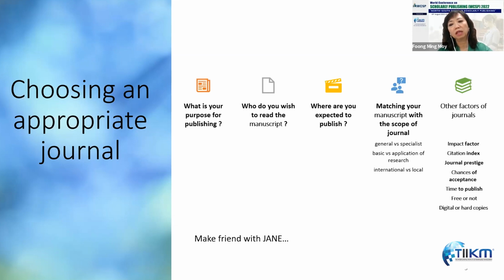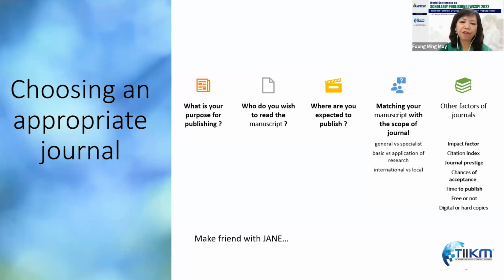And of course, time to publish, or whether the process of submission and publication is fast or not. Usually open access journals are faster than the print journals. And so free or not is a very important factor, as well as digital or hard copy.